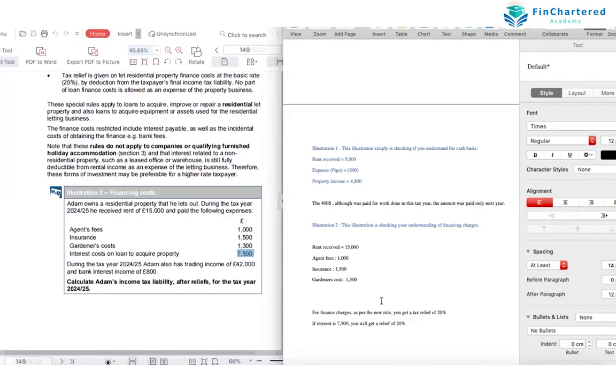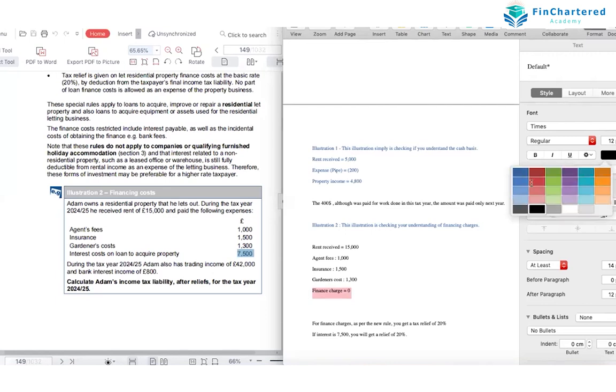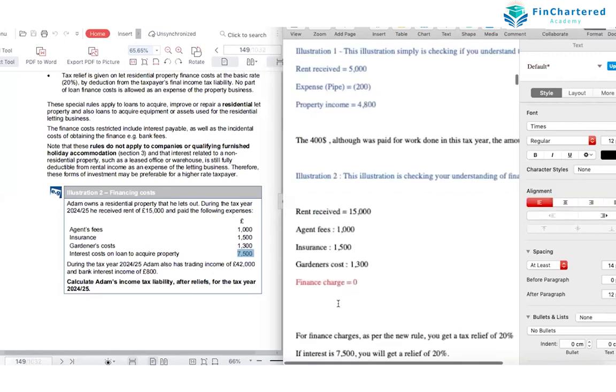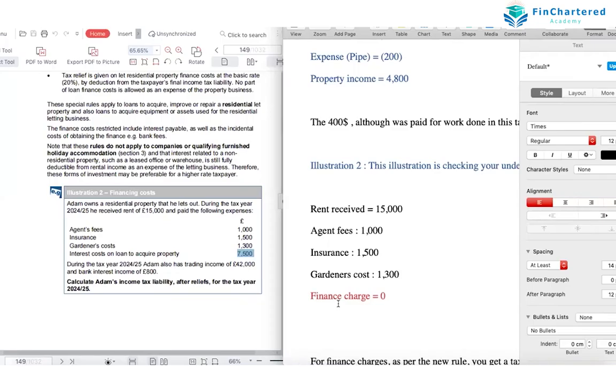But that is all. You cannot deduct the finance charge as an expense. Before you could, but now the finance charge will not be deducted as an expense. Again, you will just get a tax relief of 20%. We will adjust that later. But remember this, here you cannot deduct it as an expense. Do you understand?